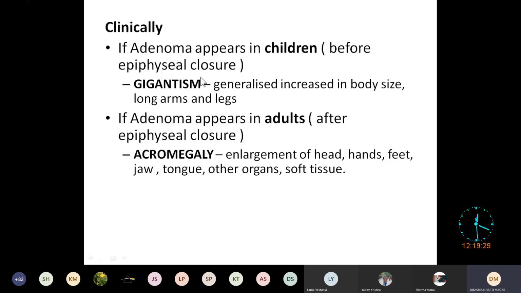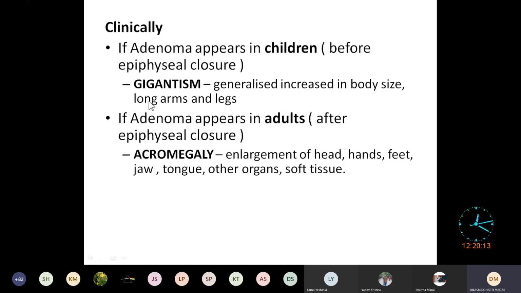So now here in gigantism, there is a generalized increased body size, and then long arms and long legs will be there. But if this adenoma which produces growth hormone occurs in adults, means after the epiphyseal closure, isn't it, so the epiphyseal closure has already occurred. Now the growth hormone is there, so whenever the growth hormone is in excess, their head, hands, feet, jaw, and tongue become bigger in size. That is known as acromegaly. So these two terms you should understand. One is gigantism and another is acromegaly.